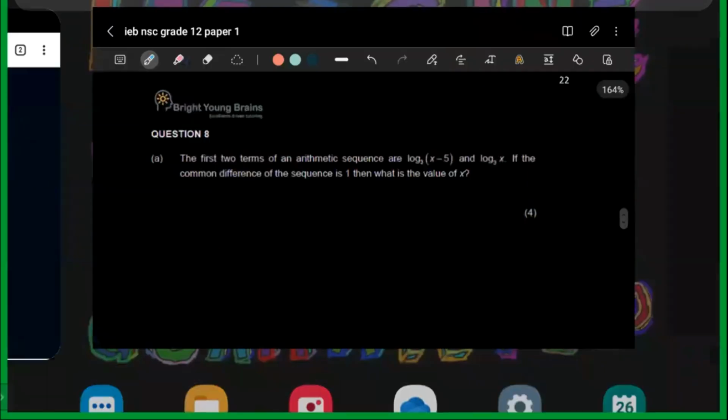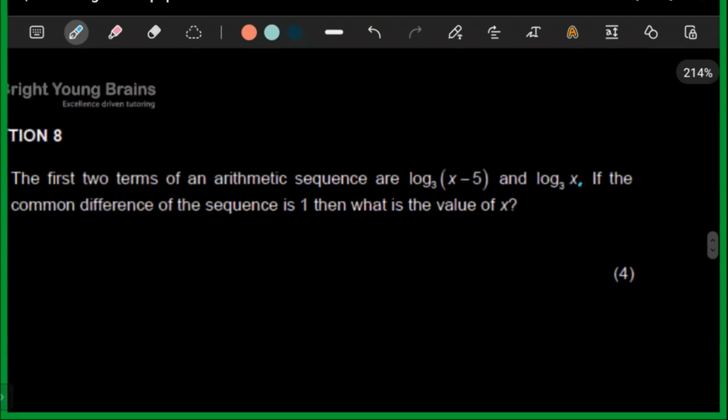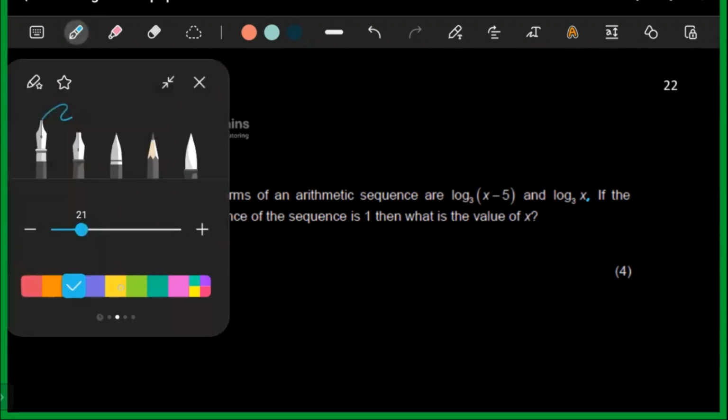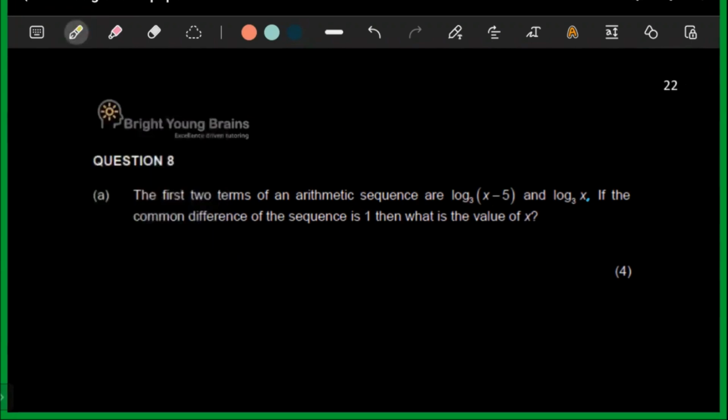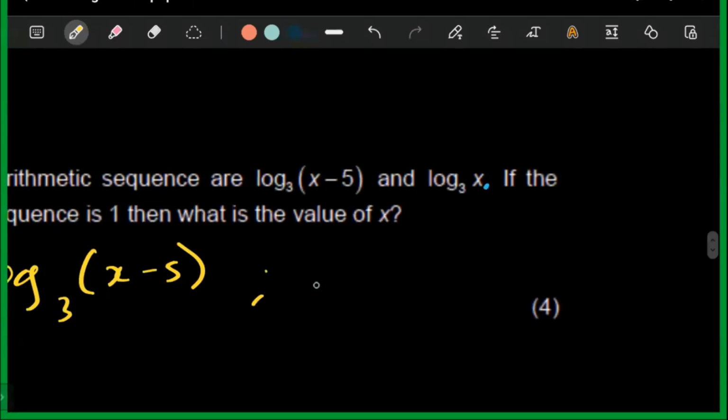But let's move on now. We have gotten our answer. We can move on to question number 8. Question 8 says the first two terms of an arithmetic sequence are this value and this value. Then they said here, if the common difference of the sequence is 1, what is the value of x? This question is very, very direct actually, because you don't want to overthink it. If they say this is the first term, and then they told you this is the second term.